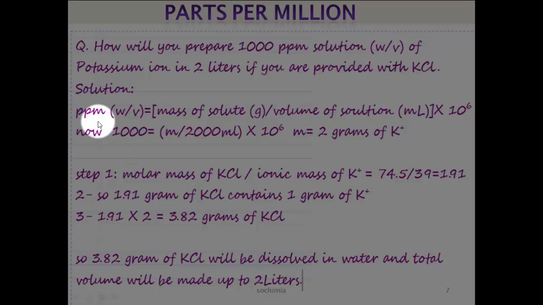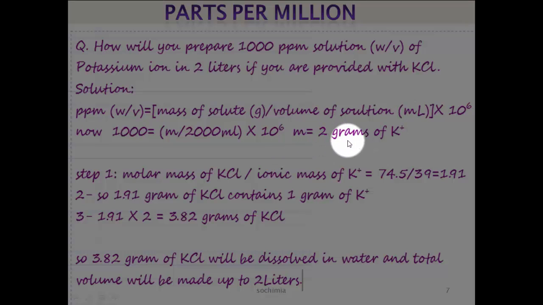So the formula here is: weight by volume ppm equals mass of solute in grams over volume of solution in ml, times 10 raised to power 6. So ppm is 1000, mass we need to calculate, volume of solution is 2000 ml because it is 2 liters, and 2 liters are equal to 2000 ml. According to the formula, if we put grams here we need ml here. So mass is equal to 2 grams.